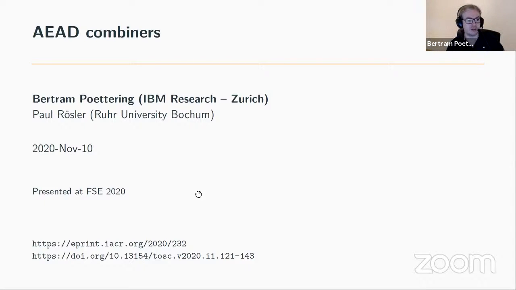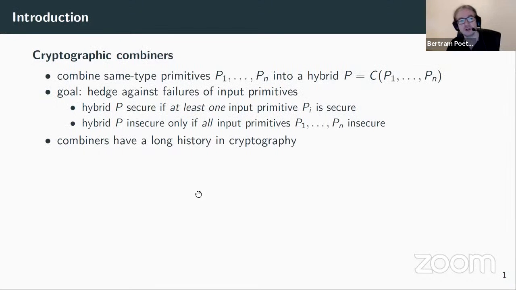So in this presentation, I'm presenting a paper that is co-authored by Paul Rösler from Ruhr Bochum. It is about AEAD combiners. Before I tell you what an AEAD combiner is, I tell you what a cryptographic combiner is in general. So we start with some type of primitive, actually with n copies of the same primitive. When I say primitive, think of a block cipher or a MAC scheme or something like this. And then we want to use a combiner, a function that combines all these primitives into one of the same type, such that we hedge against failures.